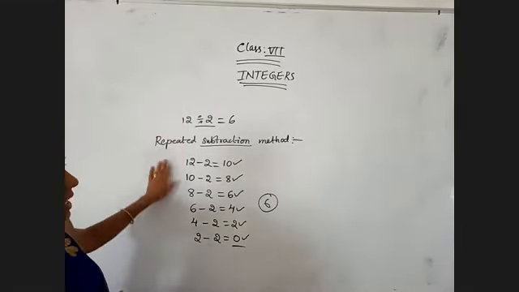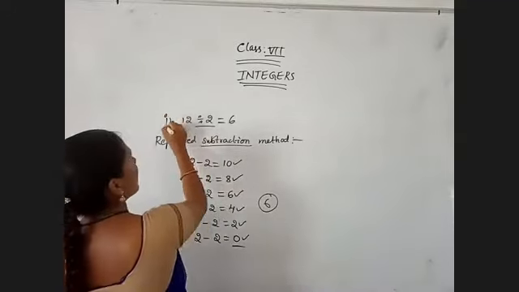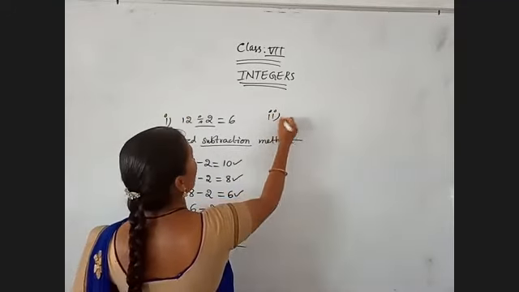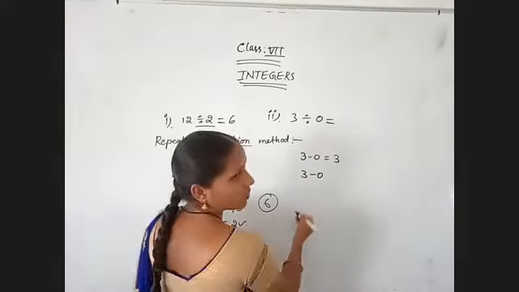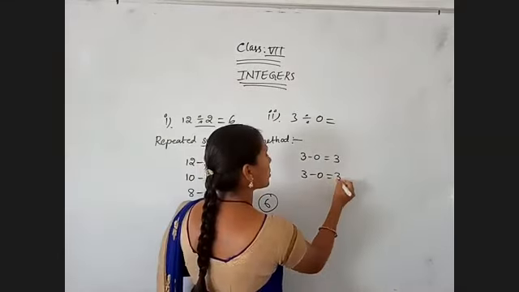Now coming to the next question: division by zero. We will check with this example. I am taking 3 divided by 0, but we can't get an answer. What do we have to do? 3 minus 0 is equal to 3. Again we take 3 and remove 0. So 3 minus 0 is equal to 3.